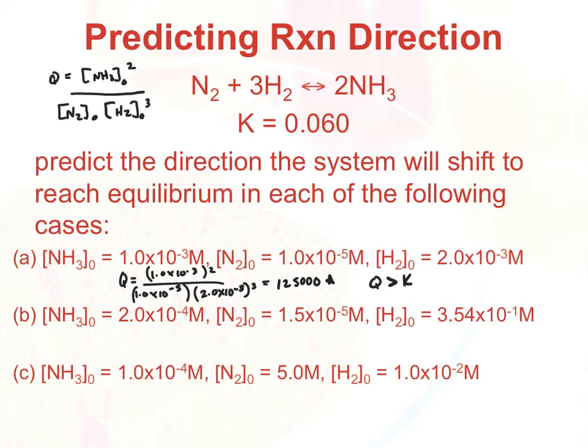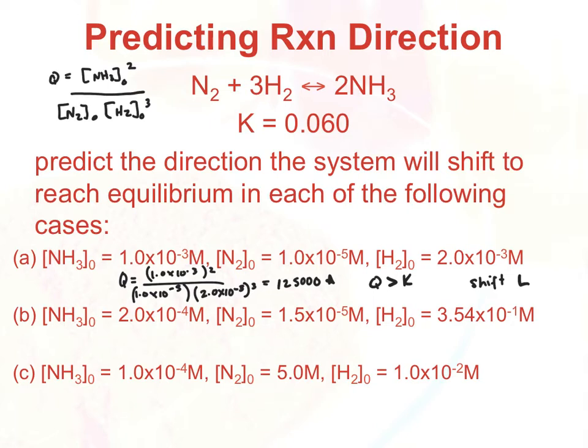Since products predominate in that initial situation, I'm going to need to decrease the number of products and increase the number of reactants in order to get my ratio to be the one that corresponds to equilibrium. So in this case, my reaction is going to shift left, or towards my reactants.